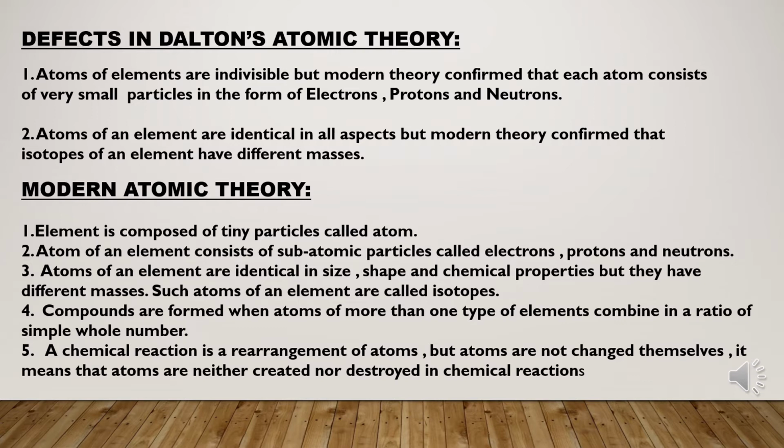Compounds are formed when atoms of more than one type of elements combine in a simple whole number ratio, just as Dalton's atomic theory stated. And a chemical reaction is the rearrangement of atoms, but atoms are not changed themselves. It means that atoms are neither created nor destroyed in a chemical reaction. Atoms remain same, only they shift from one place to another place in order to produce new chemical compounds.